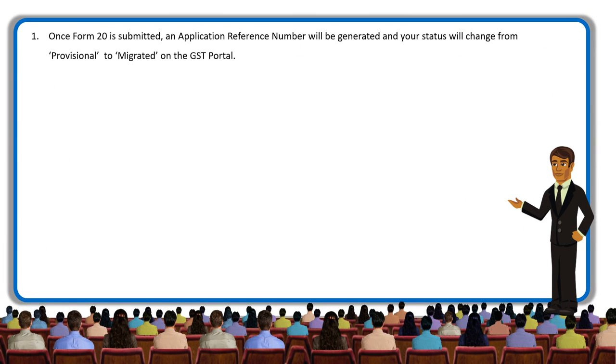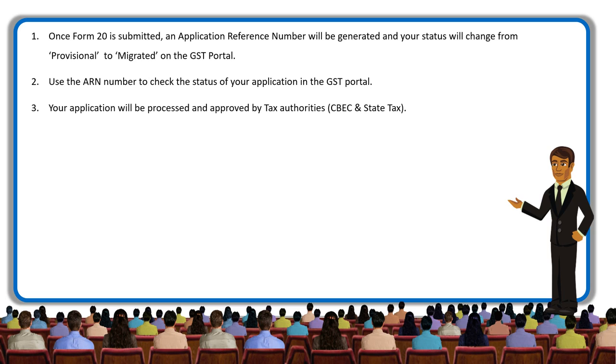Once Form 20 is submitted, an application reference number will be generated and your status will change from provisional to migrated on the GST portal. Use the ARN number to check the status of your registration application in the GST portal. Your application will be processed and approved by tax authorities, CBEC and state tax.